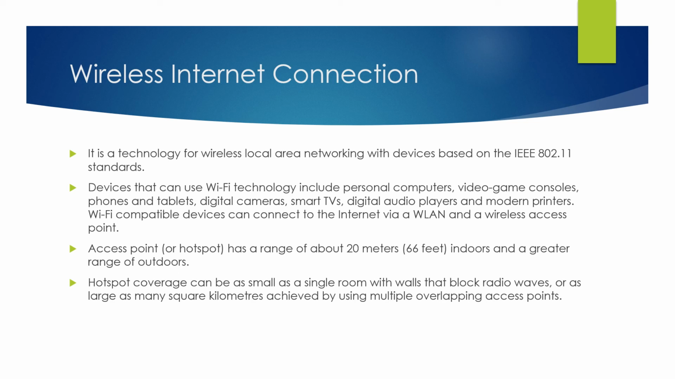Wi-Fi compatible devices can connect to the internet via WLAN, that is wireless local area network, and a wireless access point. Such an access point has a range of about 20 meters, that is 66 feet indoors, and a greater range outdoors. Hotspot coverage can be as small as a single room with walls that block radio waves, or as large as many square kilometers, achieved by using multiple overlapping access points.